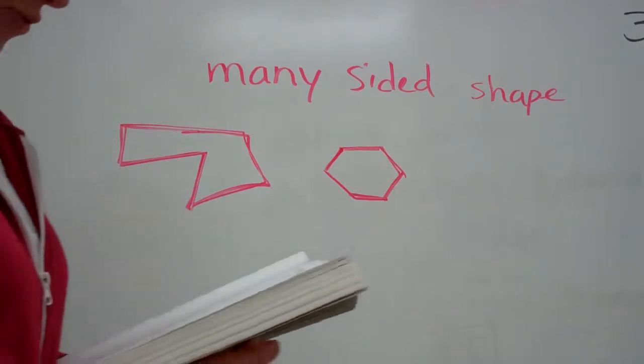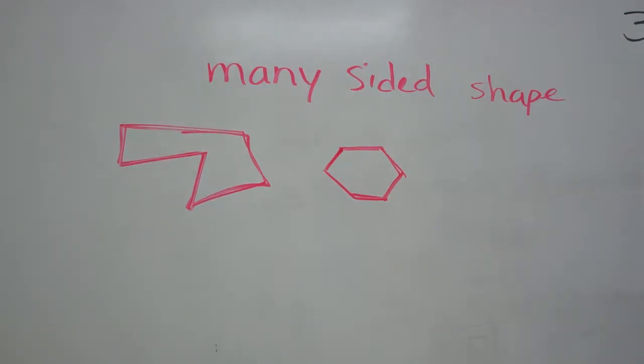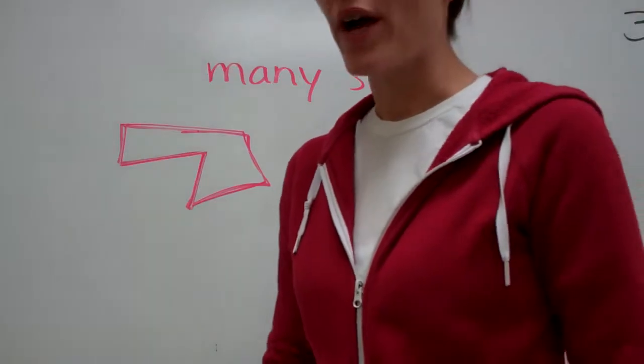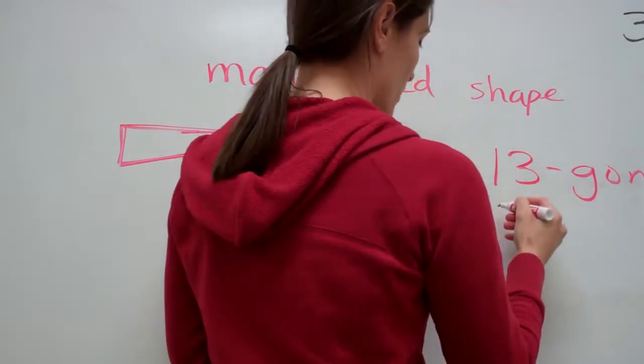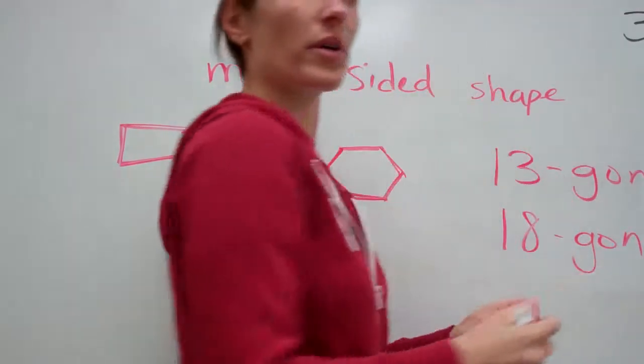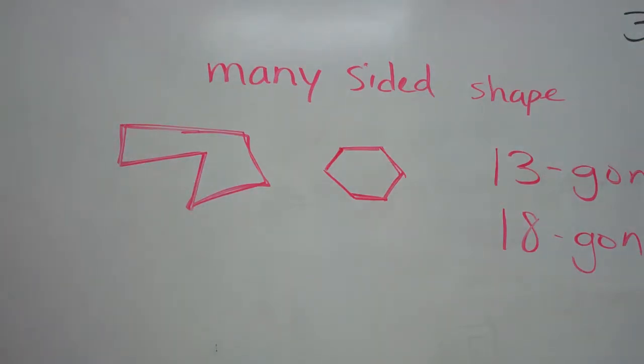Actually, 9 is nonagon. They didn't actually write that one down. 10 is what? Decagon. Anybody ever heard of decade? That one's kind of easy then. And 12 has what? Dodecagon. Now, anything above a 12-sided shape, you would just say 13-gon, 18-gon. They stop naming the shapes after 12.